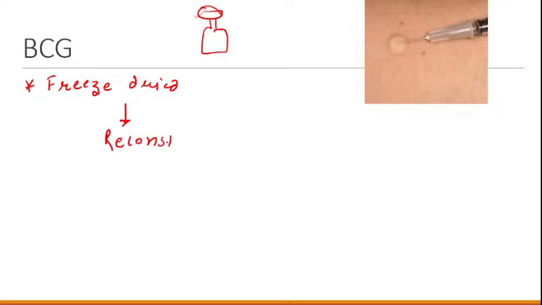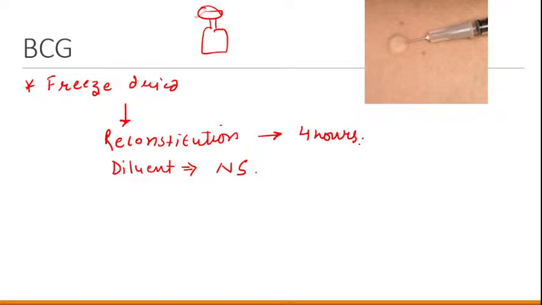Now, coming to BCG, right? Please be with me. BCG is a freeze-dried vaccine. So BCG comes as a powder, right? If this is the BCG vial, it comes as a powder. If it is a powder, it needs reconstitution. What does that mean? Mixing it with a diluent. What is the diluent in case of BCG? It is normal saline. Once reconstituted, it should be used within 4 hours, right?